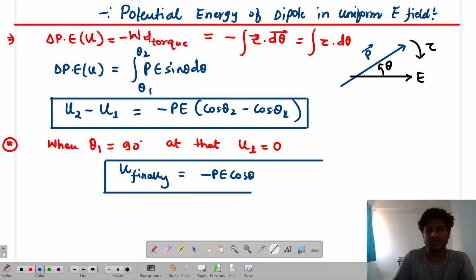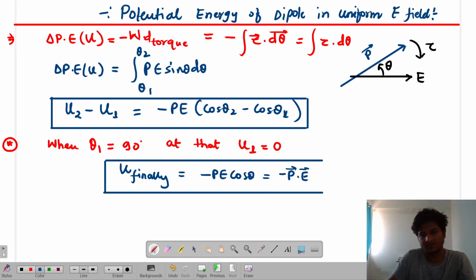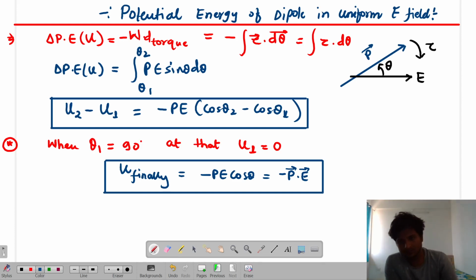But what is this minus p cos theta? That is nothing but minus p vector dot E vector. So the net potential energy stored in the electric field of the dipole is minus the dipole moment vector dot the electric field. Are you able to get me? Is that clear?